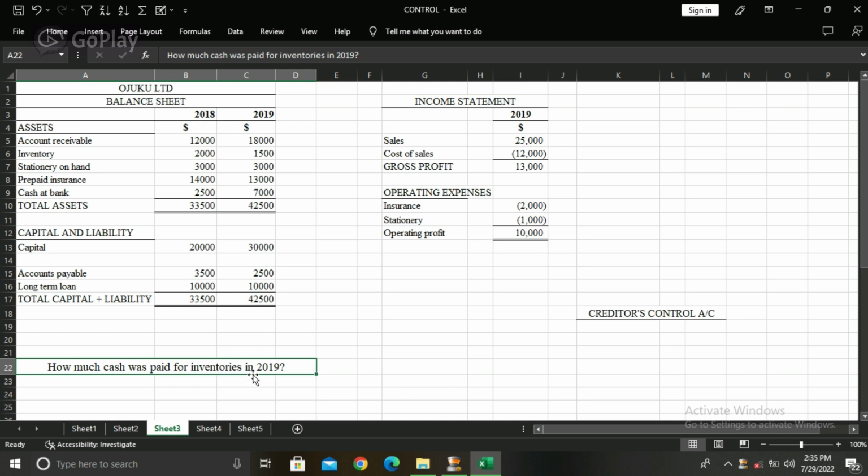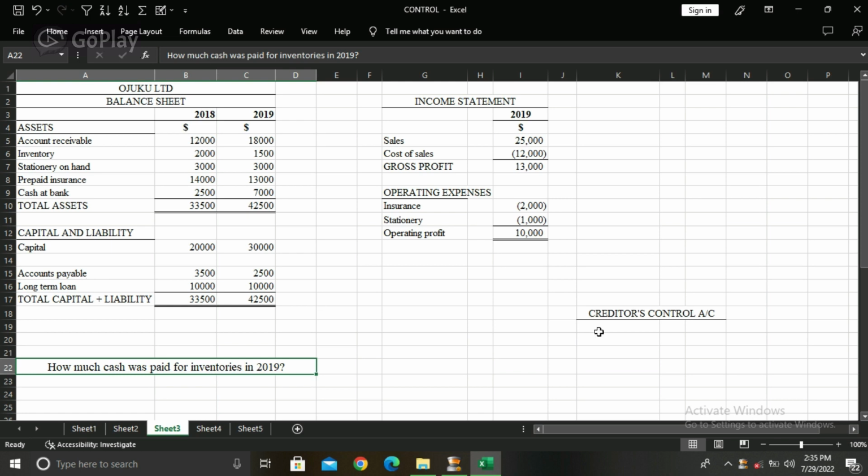So we will just move on. So how much cash was paid for inventory? In this case, we are going to deal with our suppliers because they supply us goods and services. They are the ones from whom we bought the inventory. So our suppliers here, they are our creditors, and then we are calling them account payable. The account payable here relates to our creditors.